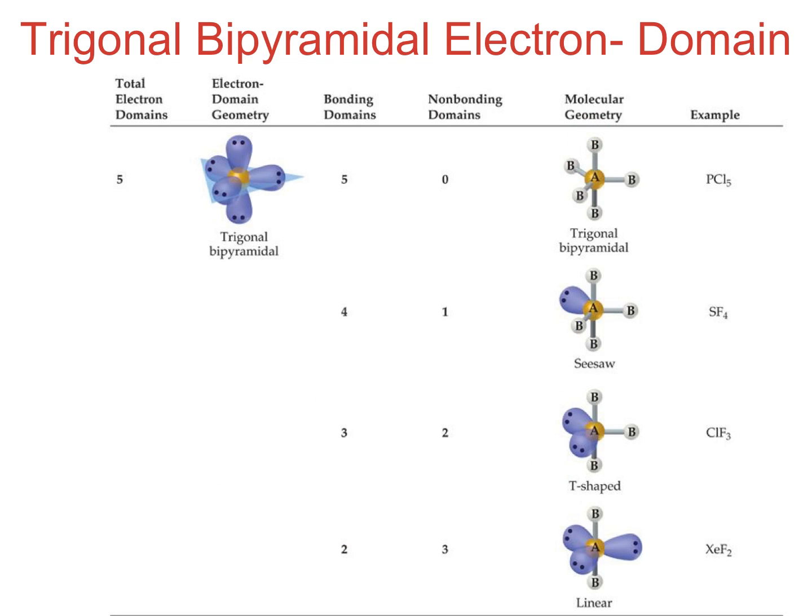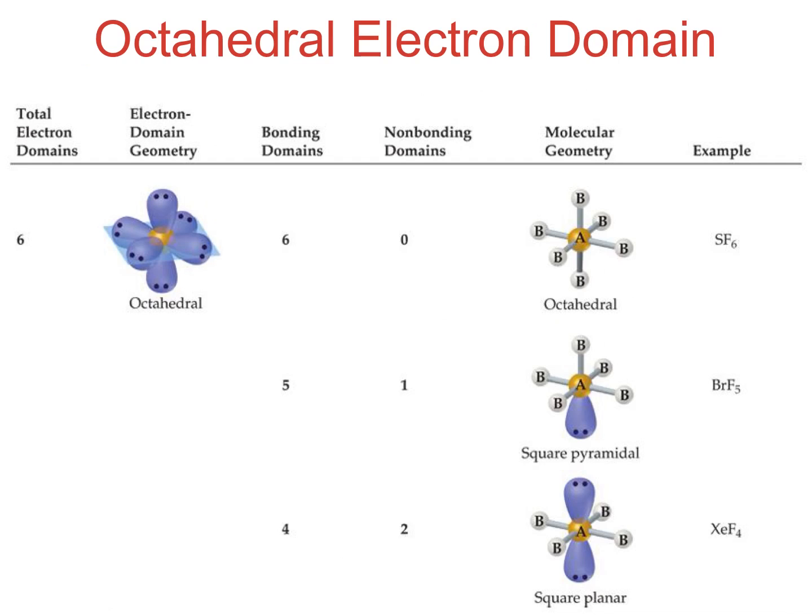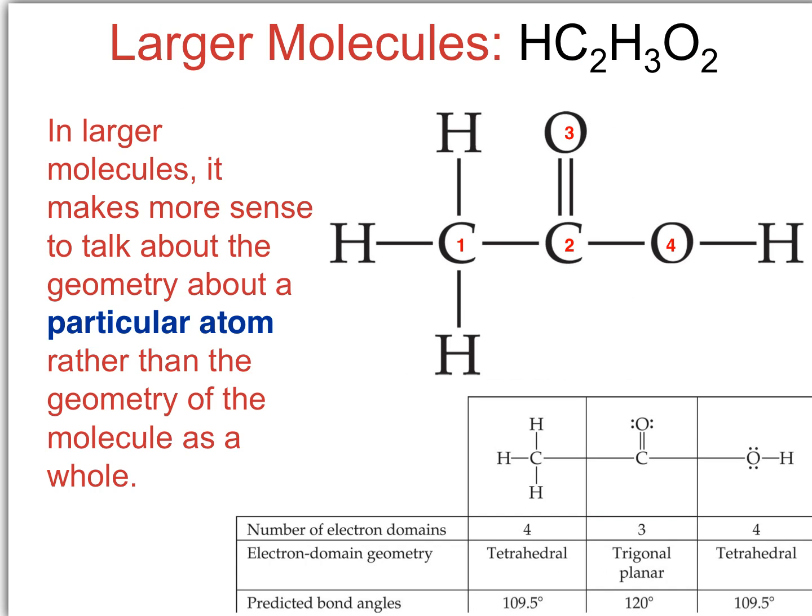So once again, 3 electron domains. We look at the amount of non-bonding to get each shape. All of these shapes should make sense based off of what you see. Octahedral, 6 total regions. Look at the number of non-bonding regions. Octahedral, square pyramidal, square planar. And then there are a couple more, but those are already on your notes.